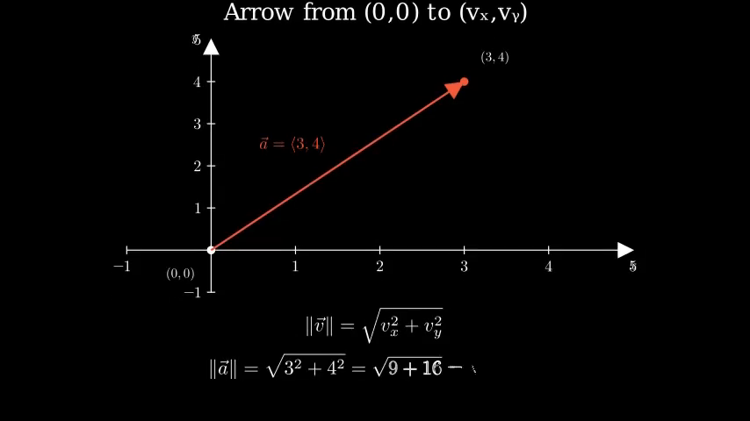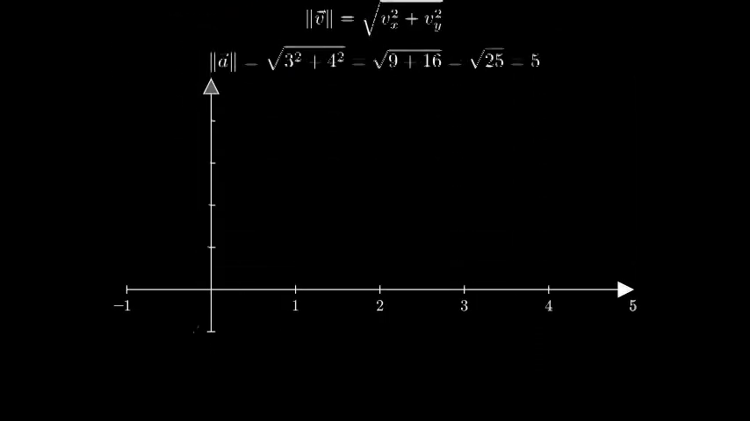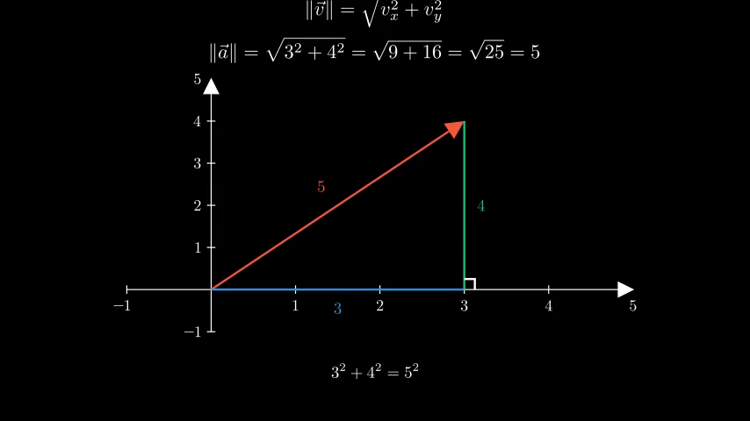Let's use our example vector a equals ⟨3, 4⟩ again. The magnitude of a equals the square root of 3 squared plus 4 squared, which is the square root of 9 plus 16, equals the square root of 25, which equals 5. We can visualize this using the Pythagorean theorem. The vector forms the hypotenuse of a right triangle, where the other sides are the x and y components.